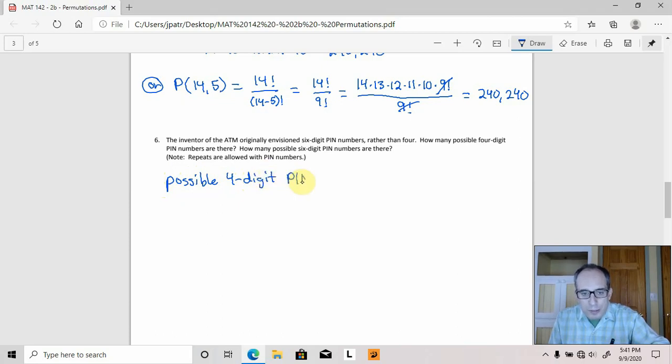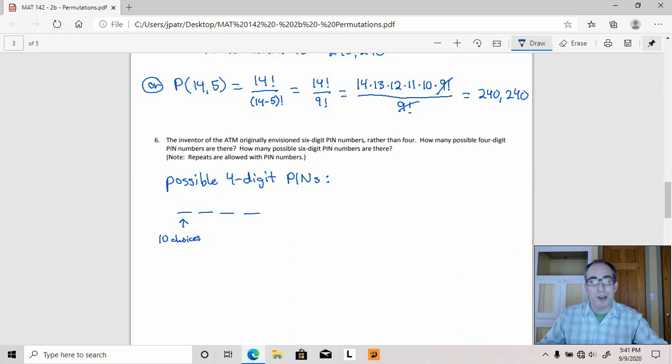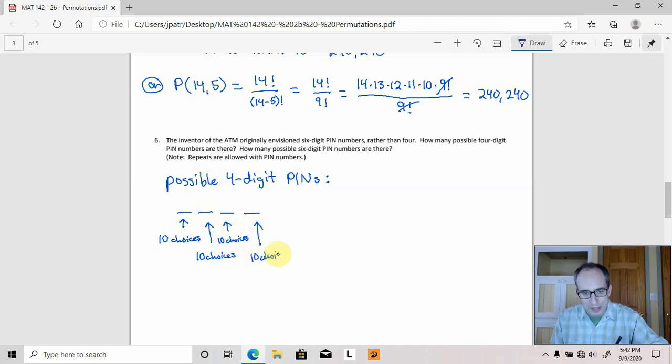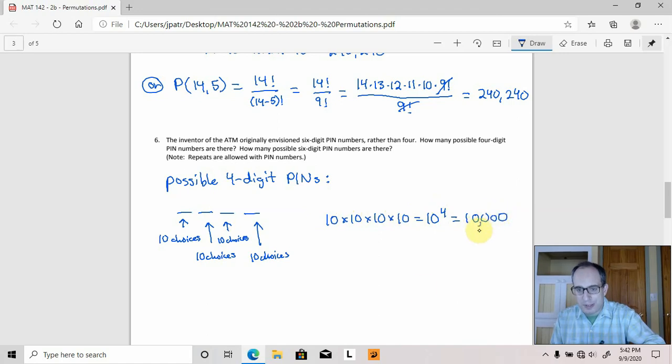So we have possible 4-digit PINs. Well, then what you would have, I guess I can have like the 4 digits. So like here, you're gonna have 10 choices for the first, because it can be any digit, right? 0 through 9, that's 10 different options, right? But then it's gonna be the same thing here. And then the same thing here. And then the same thing here. So we're going to end up with 10 times 10 times 10 times 10, which is equal to 10 to the 4th power, which would be a 1 followed by 4 zeros, which is 10,000.